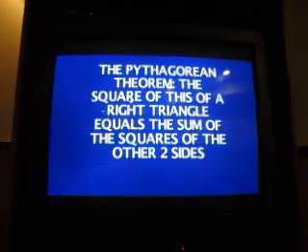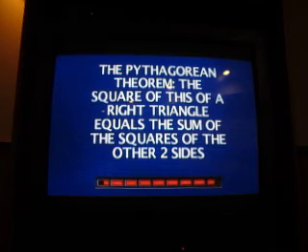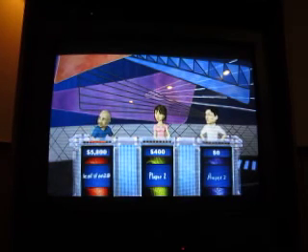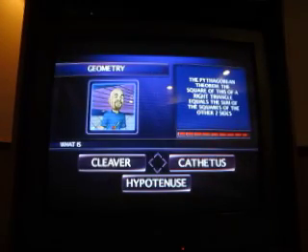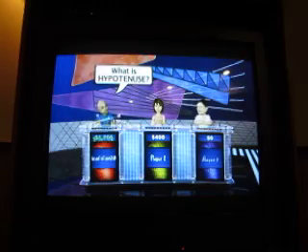The Pythagorean theorem. The square of this of a right triangle equals the sum of the squares of the two other sides. Let's hear it, player one. What is hypotenuse? That's correct.